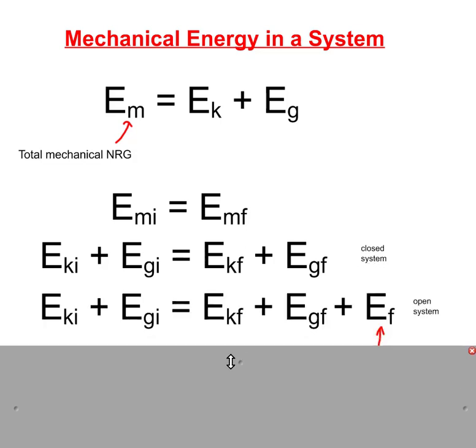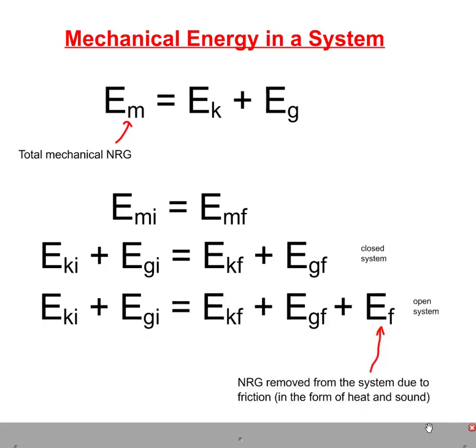The only time this gets thrown into whack is if there's energy removed from the system due to friction. We call that an open system. Then we may have to add in this term here where we've got the energy removed from the system due to friction. So the total energy at the beginning would equal the total energy at the end, including some of that energy that's removed from the system. Those two sides would be equal. So that's what we're talking about when we're talking about mechanical energy in a system.